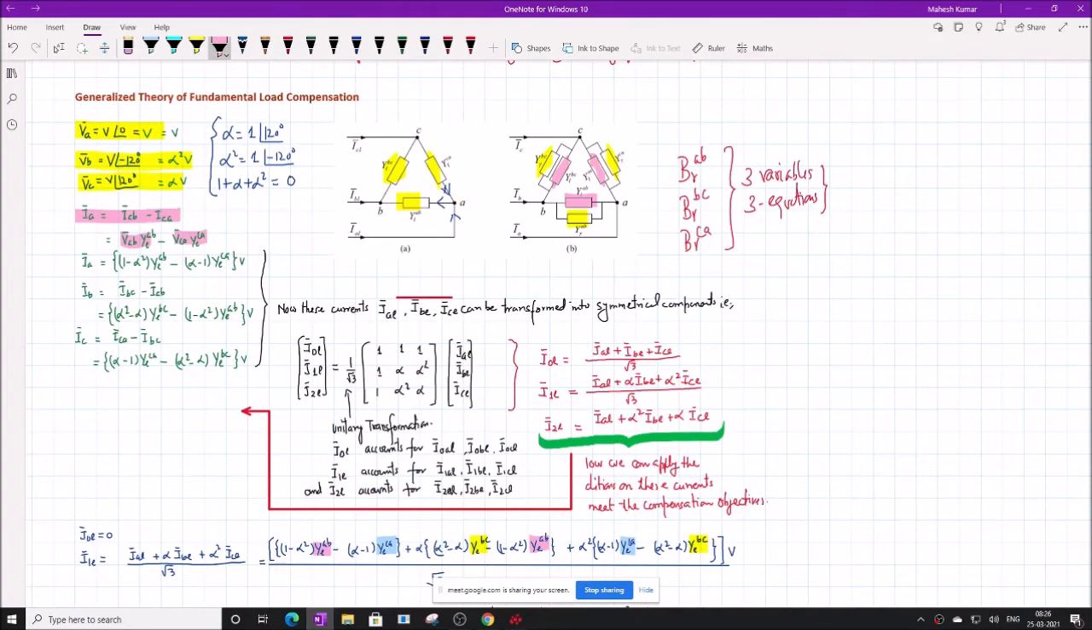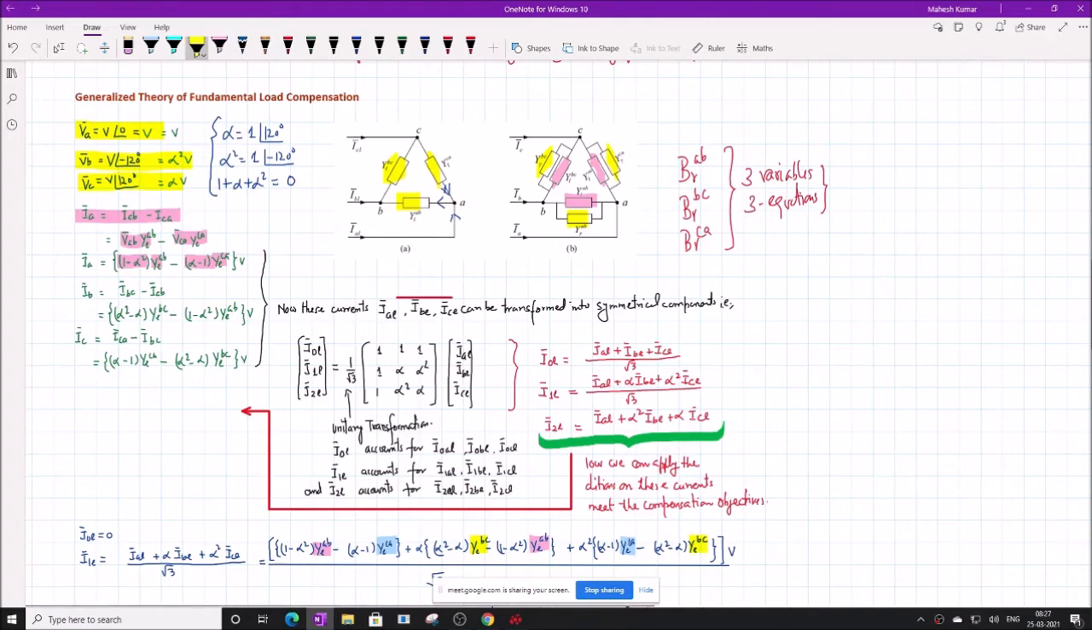Substitute VAB. What is VAB? It is VA minus VB. So VA minus VB is 1 minus alpha square because this is VB. Okay, so this is 1 minus alpha square into YLAB, and VCA is VC minus VA, so this is alpha minus 1 into YLCA. We already have developed these expressions in the previous class. Just I am expressing them for the sake of completeness.